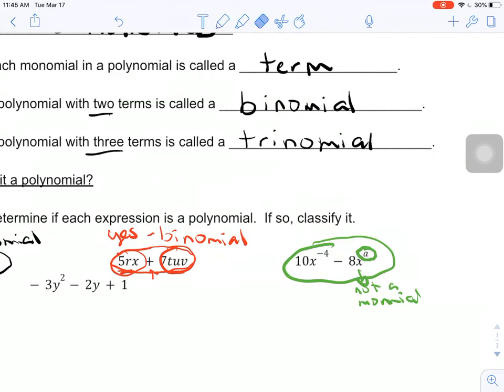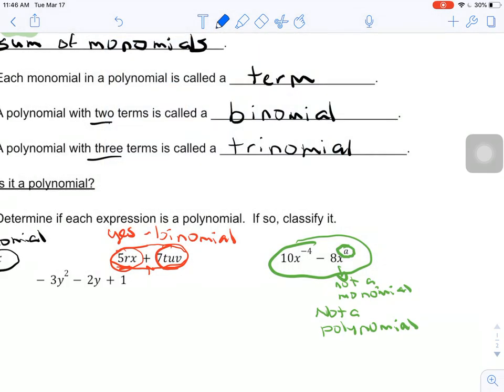Which means that this is not a polynomial because that's not a monomial. So we have to have monomials in order to have a polynomial. Not a monomial, which means also not a polynomial. So we wouldn't classify this because it's not actually even a polynomial.